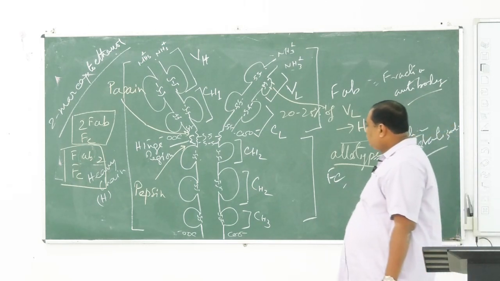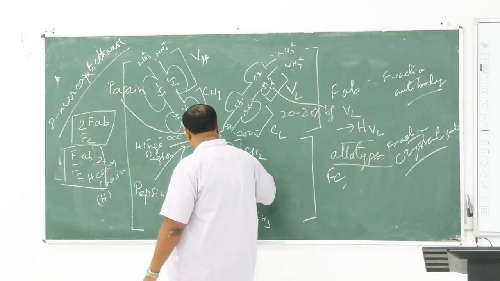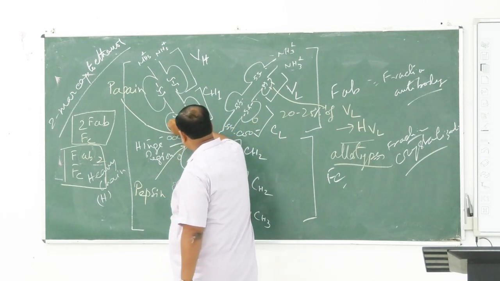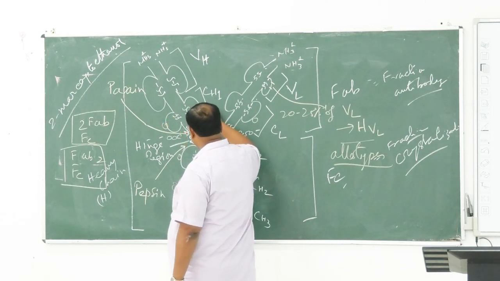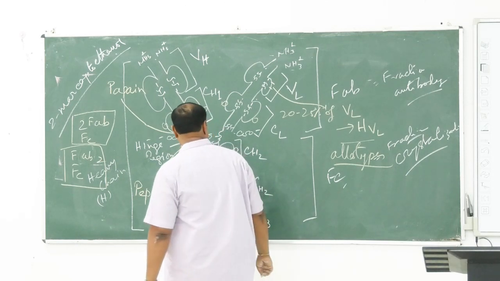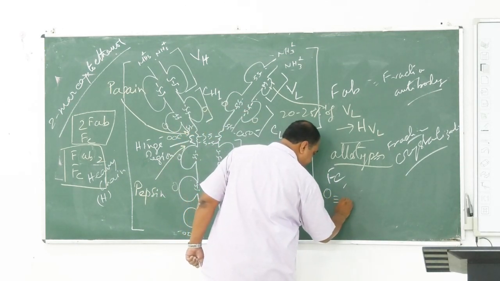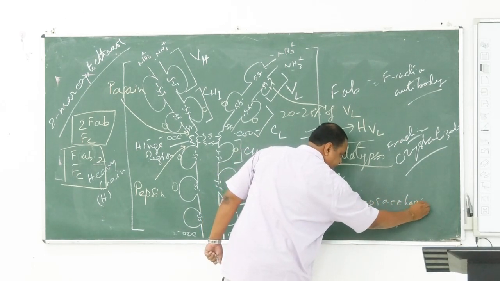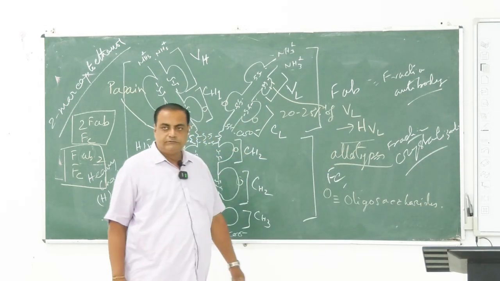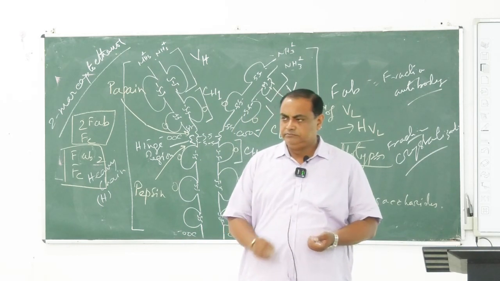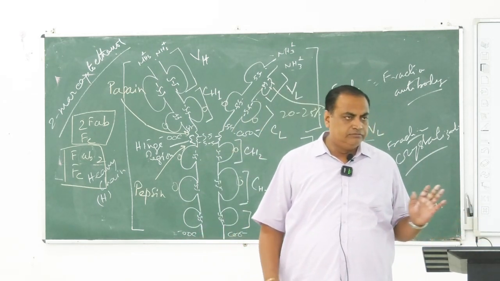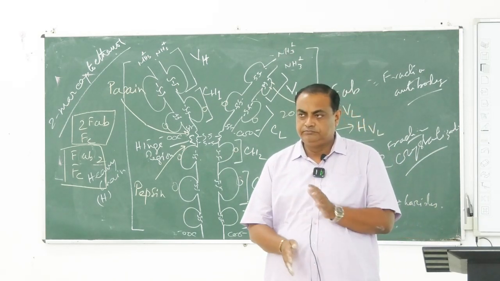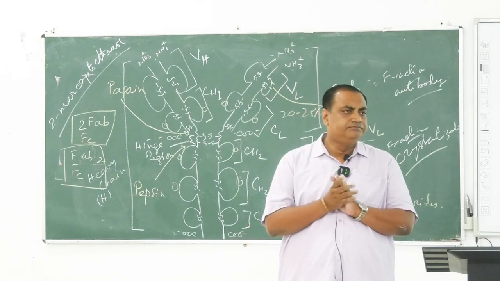Fine. Now, the constant regions are mostly joined with oligosaccharides. That's all for 7 marks, 5 marks question. Fine. Any question from the structure?